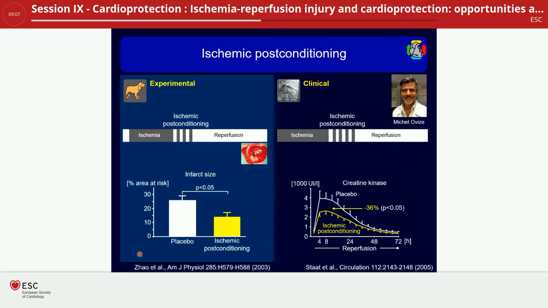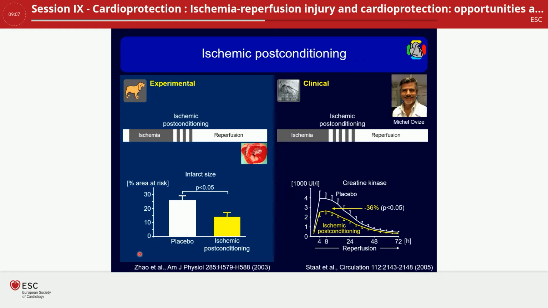And the experimental model for that was again done in dogs, and in analogy to what you've seen with preconditioning before, there were now 3 cycles of ischemia following coronary artery occlusion and reperfusion, and again the infarct size was reduced, and that was first applied only 2 years later.